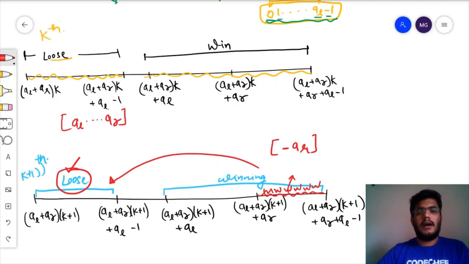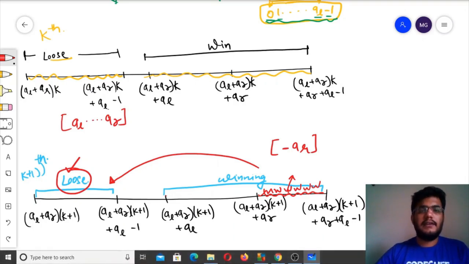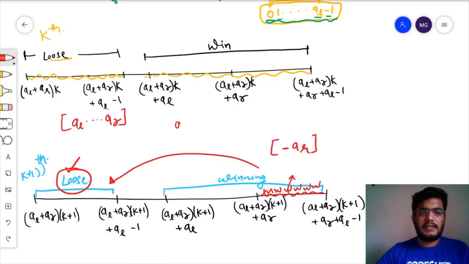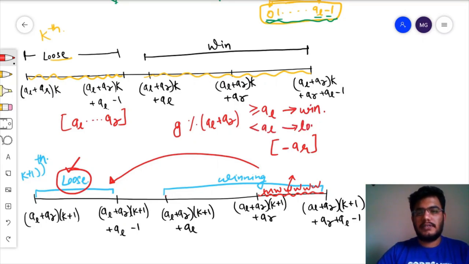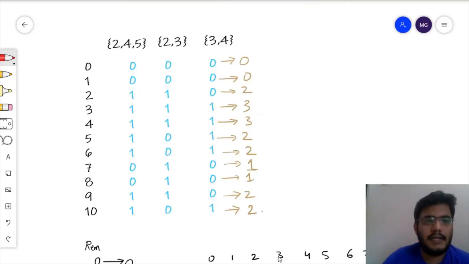So summing it up, we can now use the fact that if for a particular number of objects G, its modulo with AL plus AR comes out to be greater than or equal to AL, we can say that G corresponds to a winning state, and if it is less than AL, then it is a losing state. So let's see an example and apply what we have learned till this point.